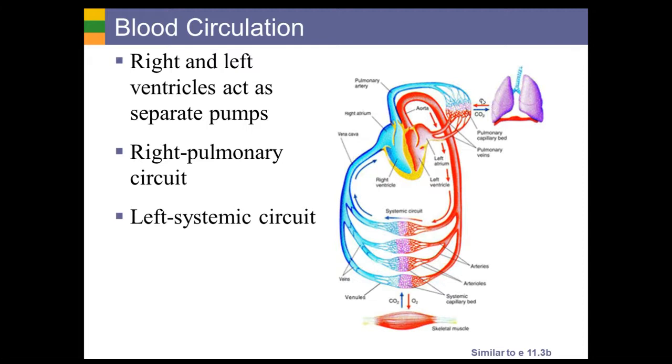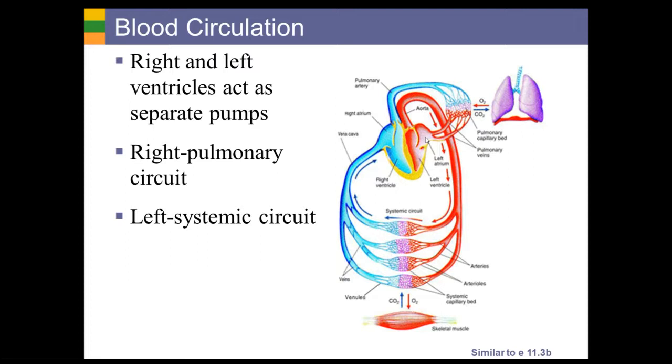Well, why is it going to the lungs? So carbon dioxide can be removed and oxygen can be loaded into the blood. Then oxygenated blood returns via the pulmonary veins to the left side of the heart. So this is the pulmonary circuit to and from the lungs. It goes to the lungs as deoxygenated blood. The blood returns oxygenated. Now that we've oxygenated that blood, we're ready to send it to all the tissues of the body.